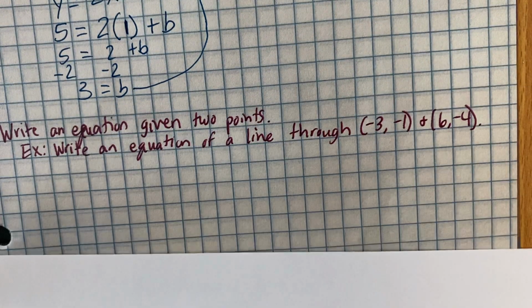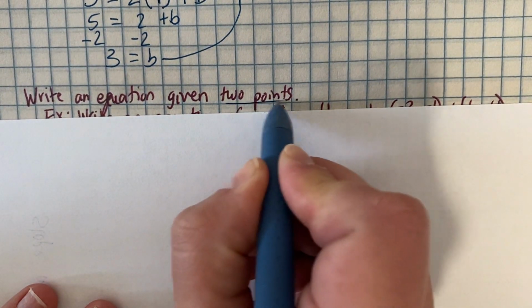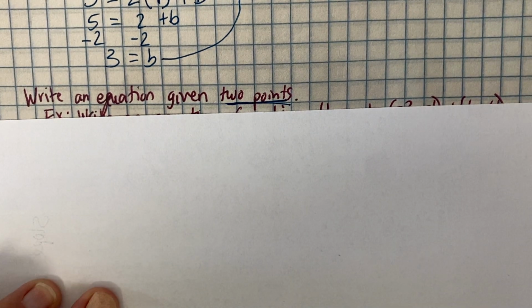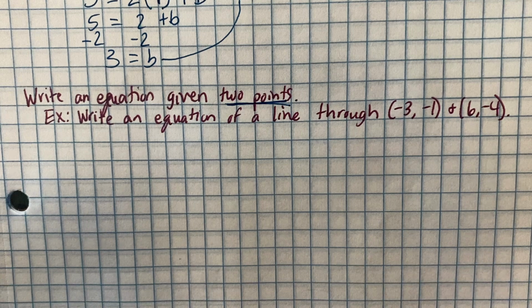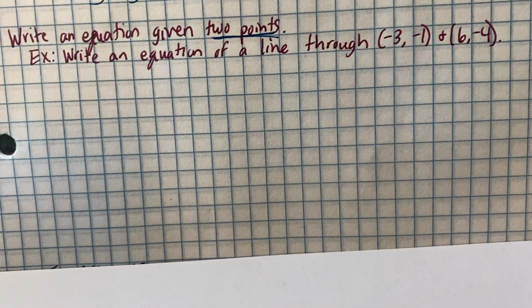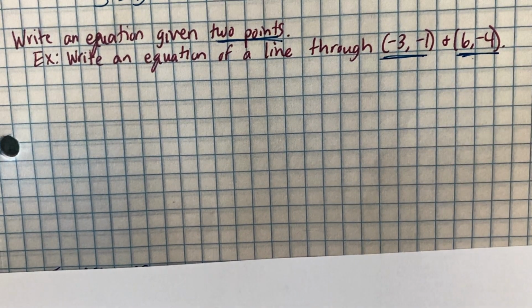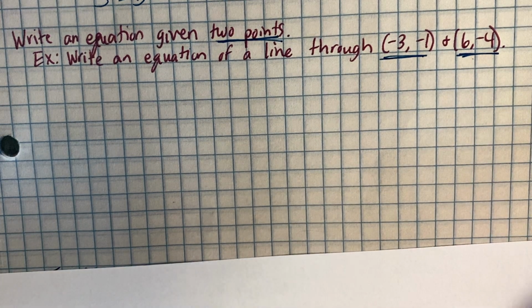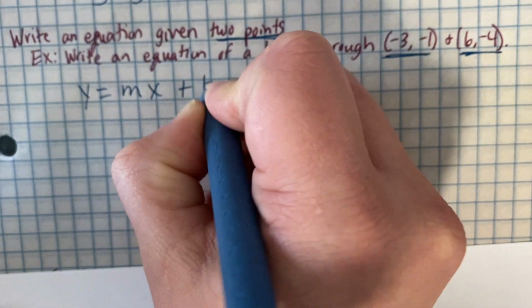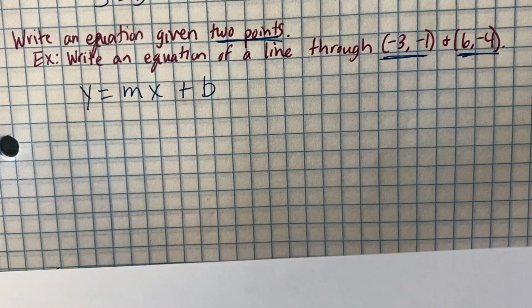All right, here's our next one. What if instead we have 2 points given to us? Okay, well, that's going to be a little bit more work, but we can still do it. So write an equation of a line through these 2 points. So 3, -1, 6, -4. Okay, well, the first thing we need to do, I'm going to write down my equation.